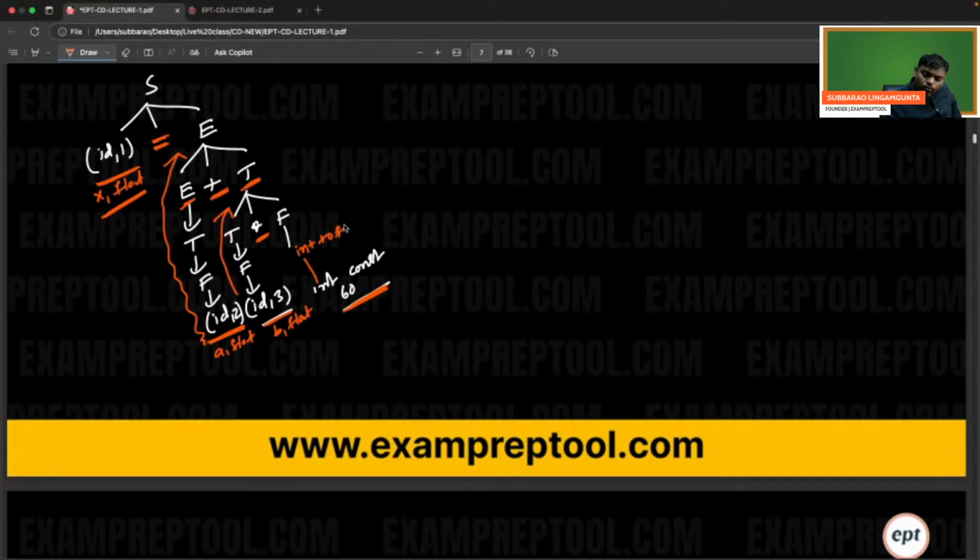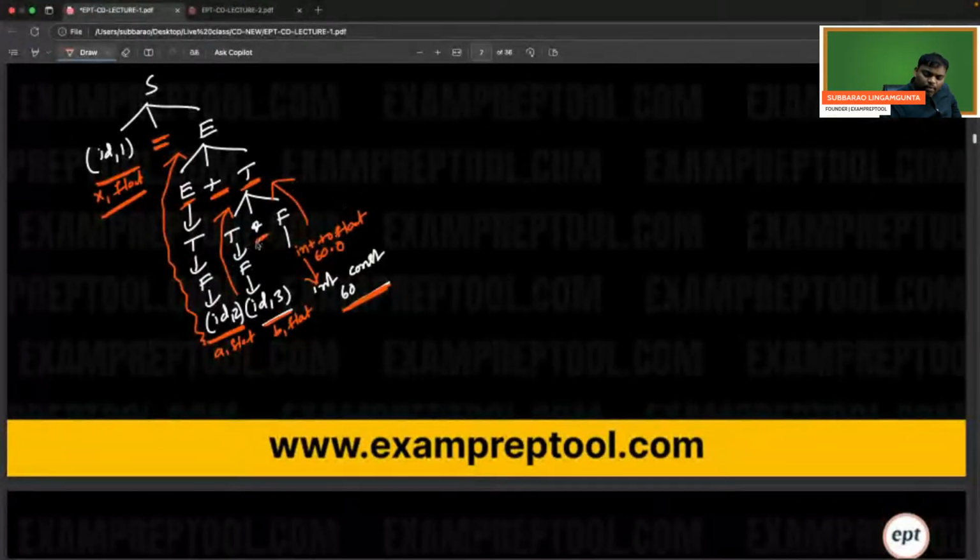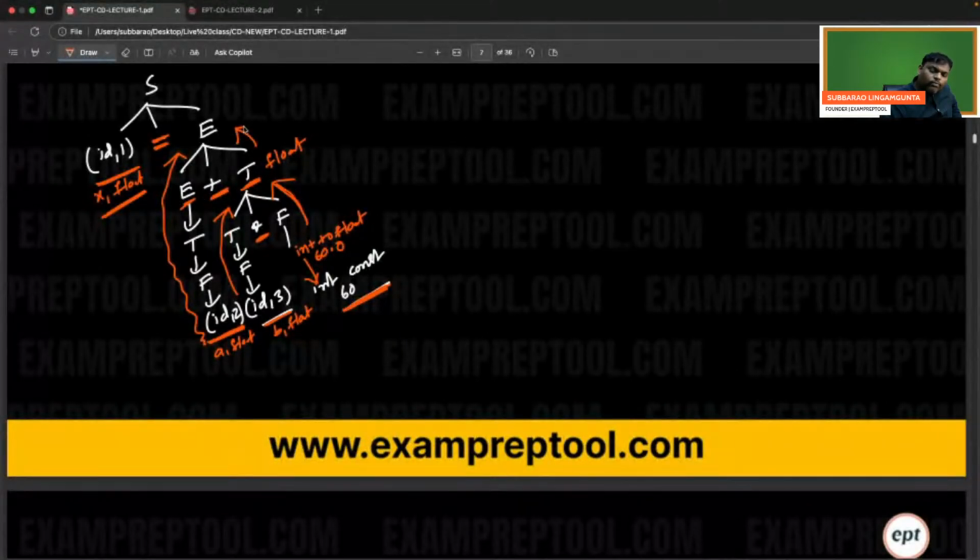Into float. Then this 60 becomes 60.0. Previously it was integer constant 60, now it became 60.0, which is float. So for the star operator, the left side is float and the right side is also float. It became float here. For the addition operator, the left side is float and the right is also float, so it also became float. Next, the assignment operator: the right side is float, then the left is also float.